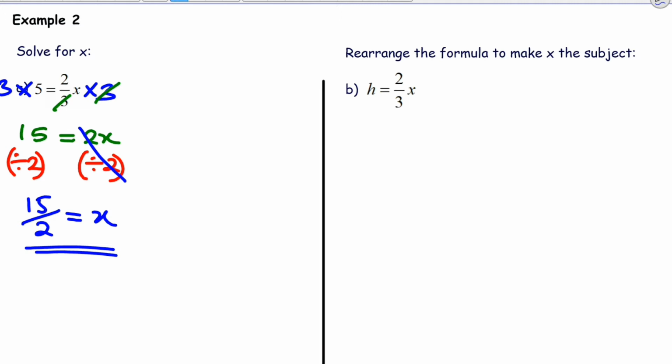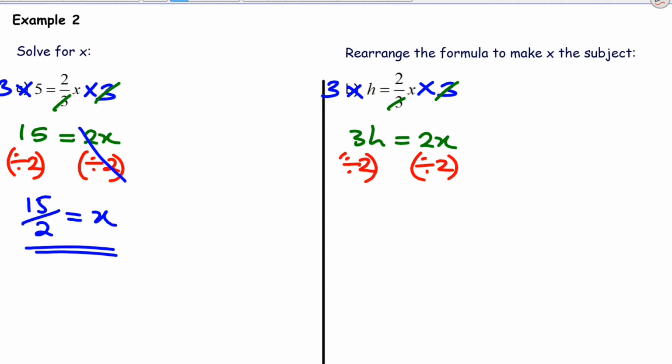On the right hand side, we'll apply the same process, multiplying by 3 on each side. By the 3 by 3, that's 1, so you're left with 3h is equal to 2x. And then the opposite of multiplying by 2 is dividing by 2, so we divide by 2 on each side. And 2 divided by 2 is 1. So we are left with 3h over 2 is equal to x.